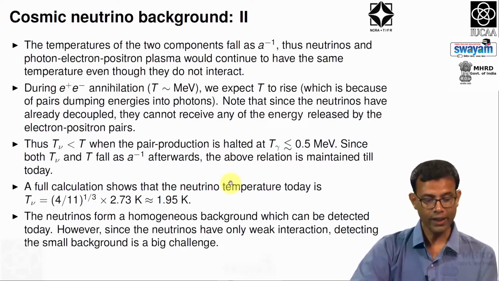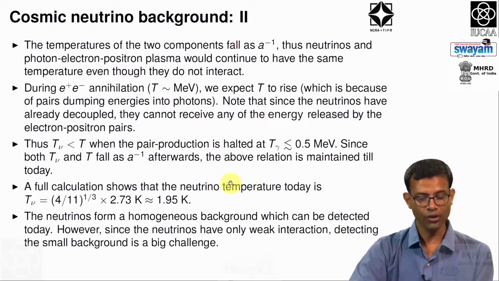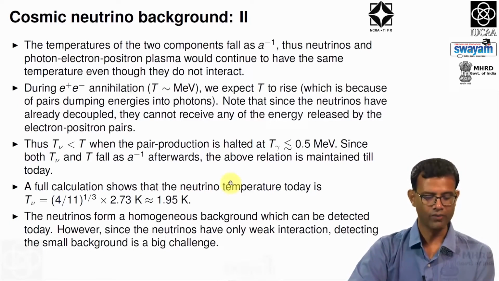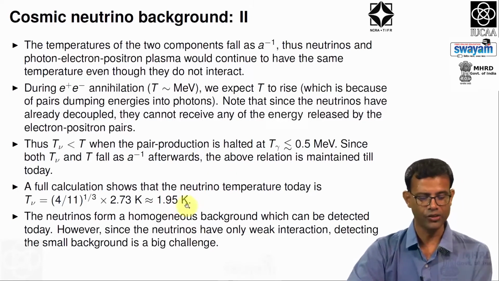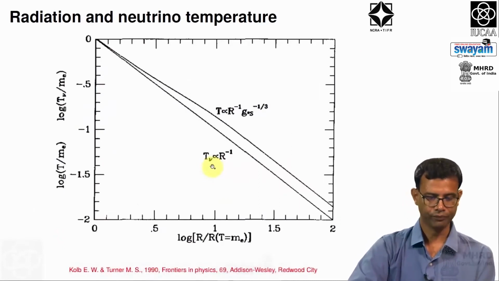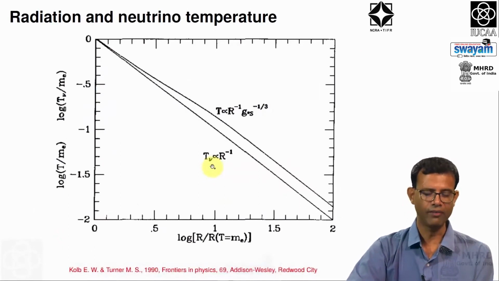So, in principle the neutrinos form a homogeneous background just like the radiation, which can be detected. But since the neutrinos interact very weakly, detection of this background is a big challenge, and the fact that the temperature is smaller is also one thing. On top of that, the neutrinos interact so weakly that it is very difficult to detect that background, but it is there.